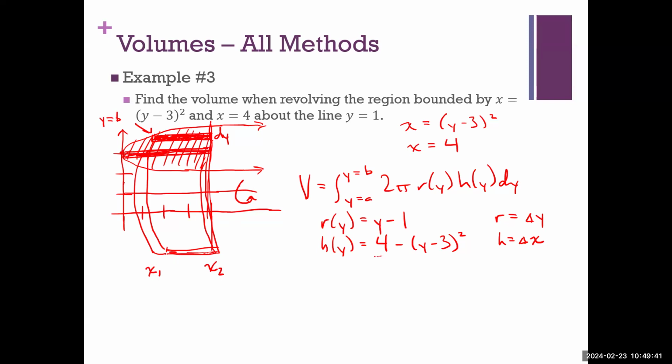So I think that's why this is in that position. The greater end, the right side of these rectangles, is x equals 4. Where's the left side going to be? The left side comes from the parabola, which is this thing here. Questions on why the radius and the height are what they are?